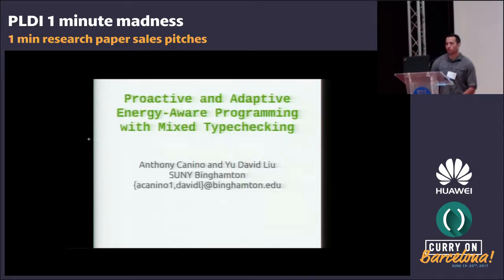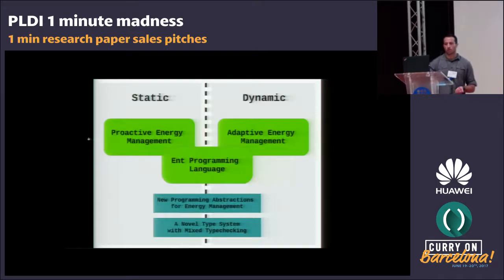Hello, everyone. We have built a new programming language for energy-aware programming that encourages programmers to take an active role in the energy management of their software. That programming language is called ENT, and we have a proactive side that programmers will use to annotate program components with expected energy behavior, and then we regulate what we believe are consistent communications across those program components. We also have an adaptive side that allows certain decisions to be delayed until runtime. And the centerpiece of this is a type system that combines both static and dynamic typing.